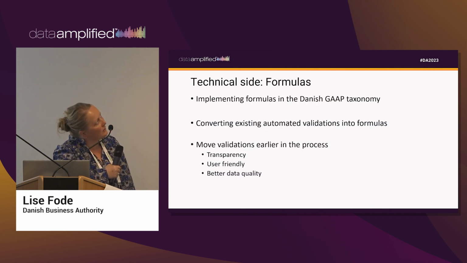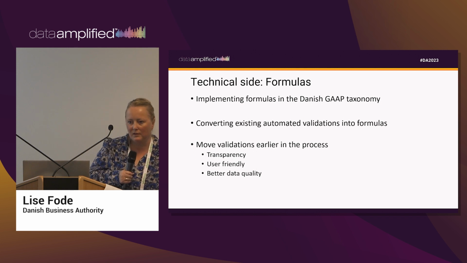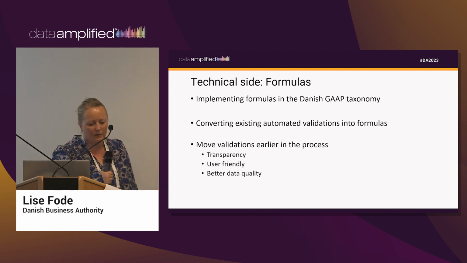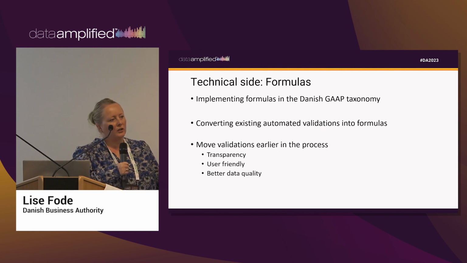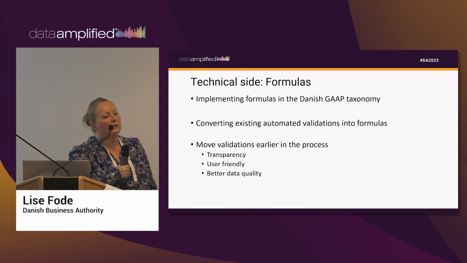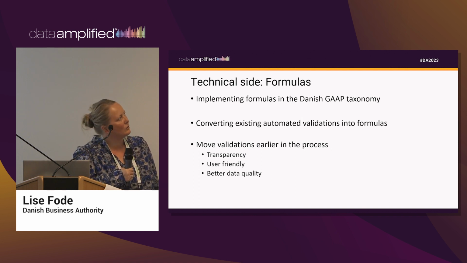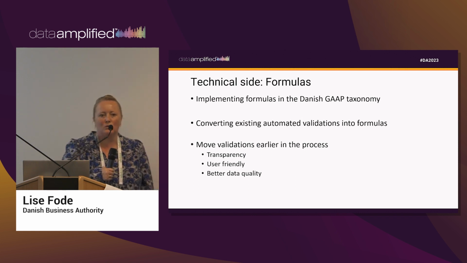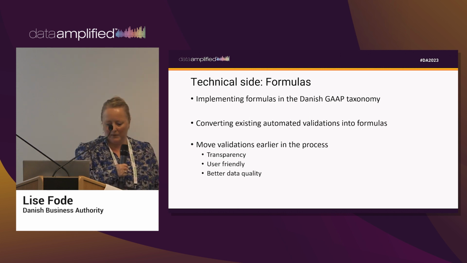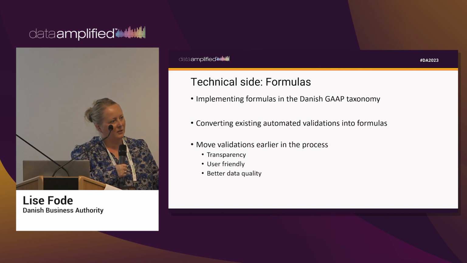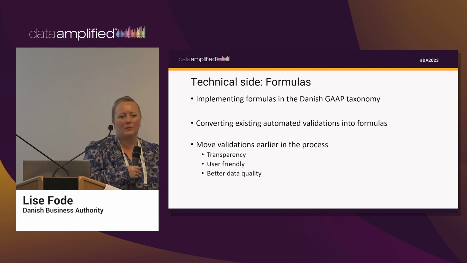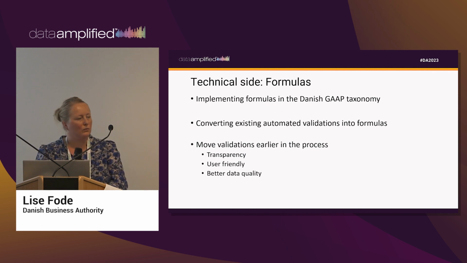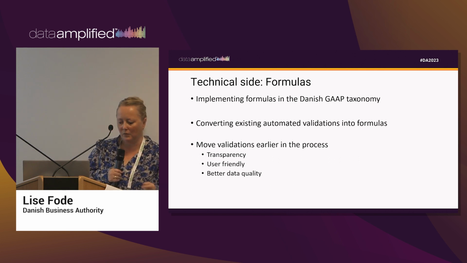On a more technical side, we have also introduced formulas in the Danish GAAP taxonomy. We are converting our existing validations. We have around, as I mentioned earlier, 200 validations. And where it's possible, we will convert those to formulas. It is more transparent, and the validation can be moved to an earlier stage in the process, and that will give us better data quality in the long run. So that is what we're working on now.